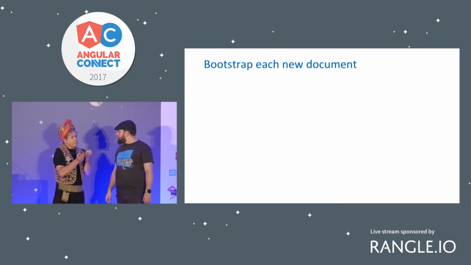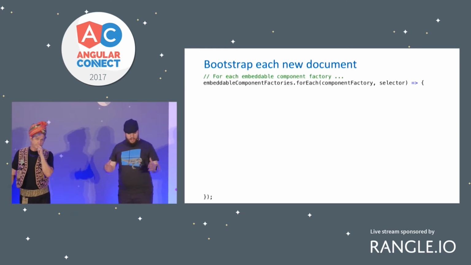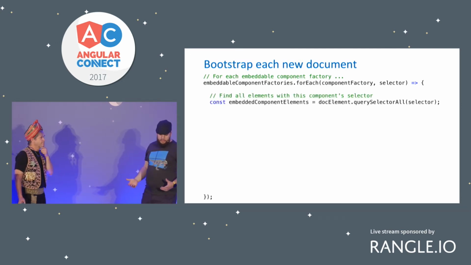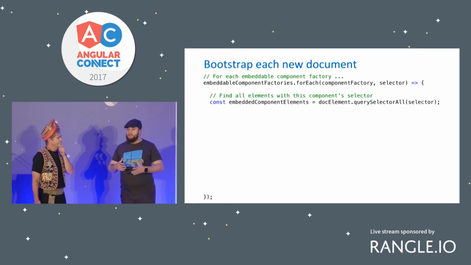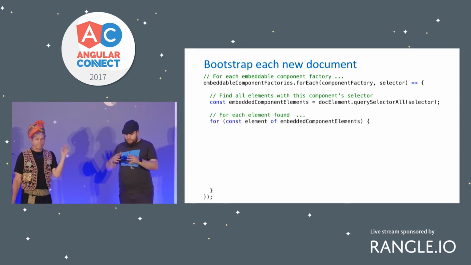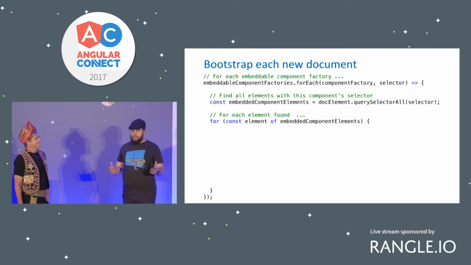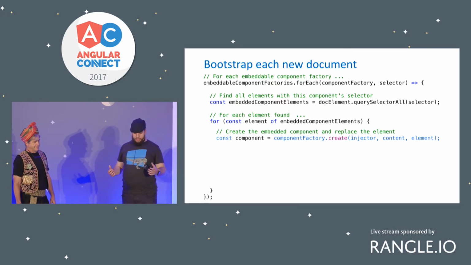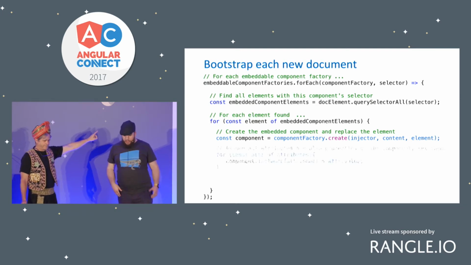Let's just sort of walk through the core code, which is this harness that does this stuff. Yeah, so for each, we have to bootstrap a new document. Each time we bootstrap a new document, for each embeddable component factory, we find all the elements with this component selector. You can see there how we are using a simple query selector all, which is a normal HTML function. It's not something special. Then for each, for example, imagine we are working around the awesome embeddable component. For each awesome element, we create an embedded component from the factory. You just saw this function a second ago. Yeah, and we replace the element.